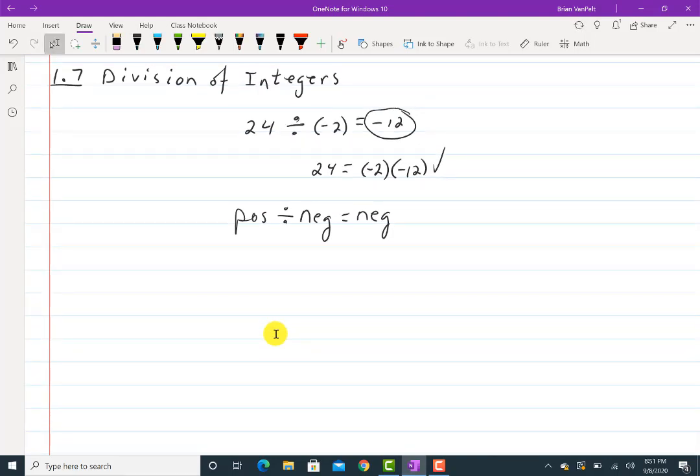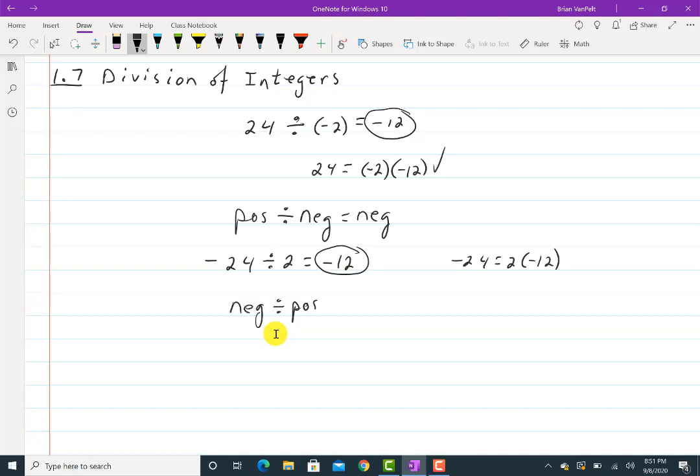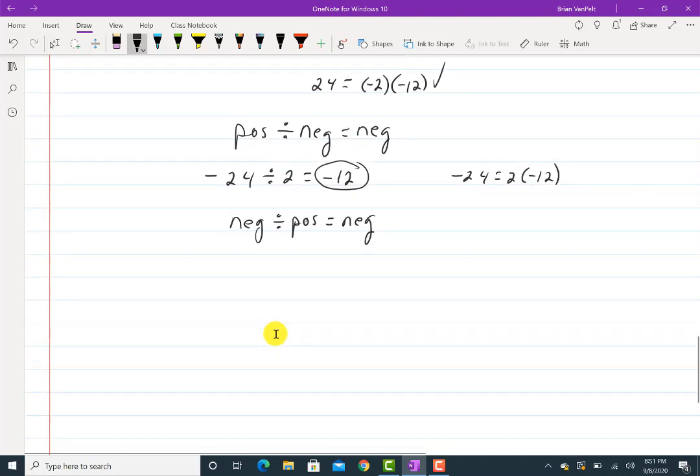So if I did negative 24 divided by positive 2, you would be right in expecting it to be negative 12. That's because if you reverse this and wrote negative 24, that does equal 2 times negative 12. So we have a negative divided by a positive equals a negative. Now, I don't write out positive divided by positive because you've been doing that your whole life.